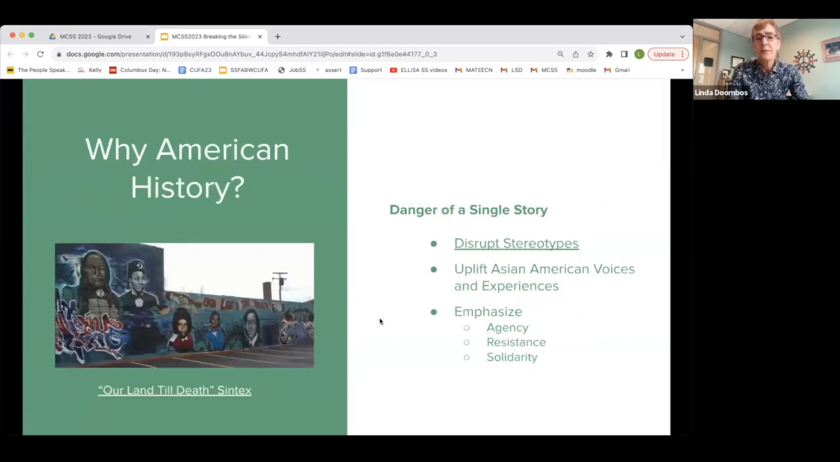And so we want to think about that danger of a single story. How do we disrupt the stereotypes that we have in our heads? And how do we uplift Asian American voices and experiences in our classrooms? And then how do we also just understand that they have a huge sense of agency, that throughout their history here in the United States, there have been multiple ways and acts of resistance and solidarity.